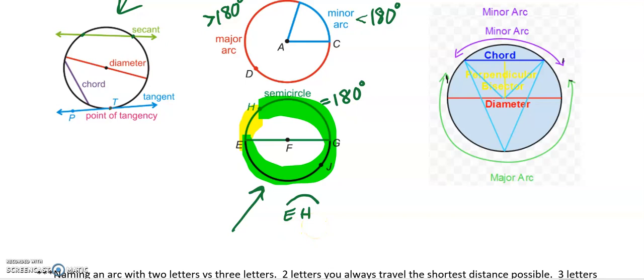If I wanted to name the major arc, then I would have to include a third letter. So for example, I would go E, H, and then the letter between E and H would have to be on the path from E to H along this major arc. So you can choose J or G, it doesn't matter. It just gives you a point of reference. Okay, so the first one is going to be a minor arc, and the second one would be your major arc.